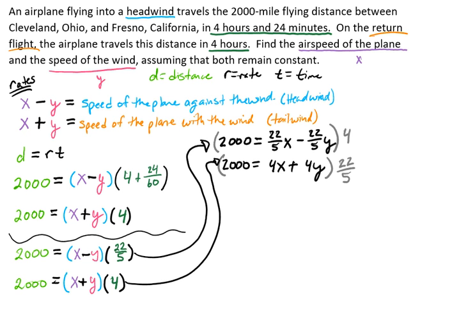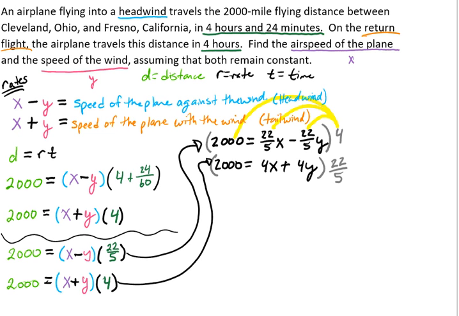Now when I say multiply, what I'm talking about is I'm going to be taking my 4 and multiplying it to all 3 of these pieces right there, right? That's going to multiply to all 3 of those. And when I do that, let's give ourselves just a little bit more space here. That's going to get me 8,000 equals 88 over 5x minus 88 over 5y.